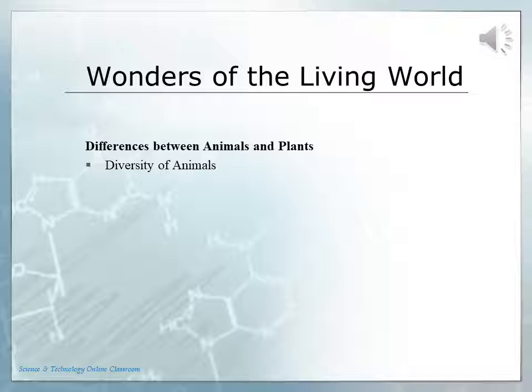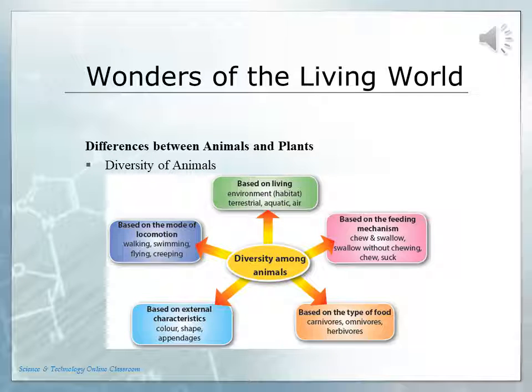Diversity of animals. Based on living environment, habitat, they can be categorized as terrestrial, aquatic, air. Based on the feeding mechanism, they can be categorized as chew and swallow, swallow without chewing, chew, suck. Based on the type of food, they can be categorized as carnivores, omnivores, herbivores. Based on external characteristics, they can be categorized as color, shape, appendages. Based on the mode of locomotion, they can be categorized as walking, swimming, flying, creeping.